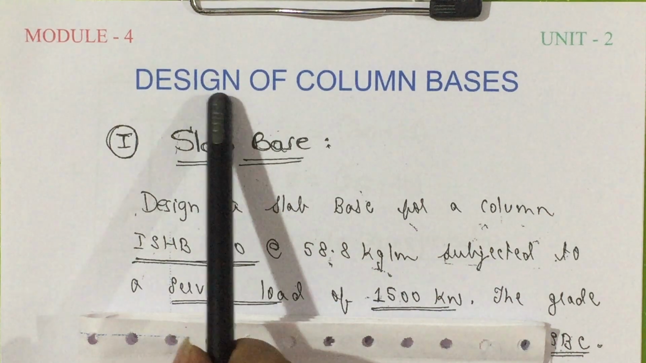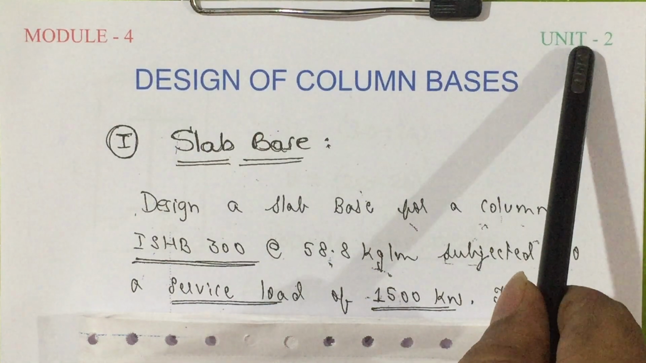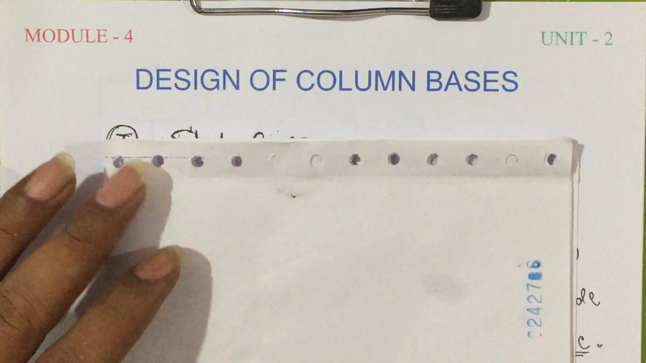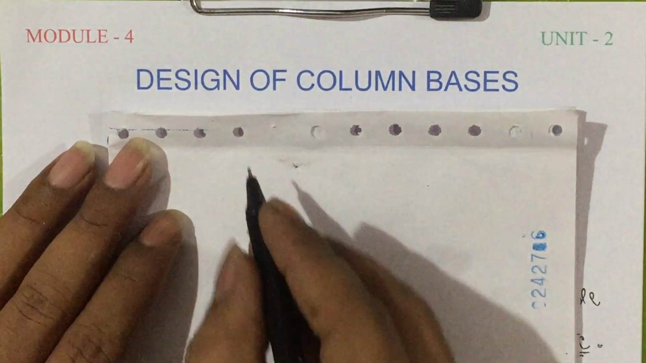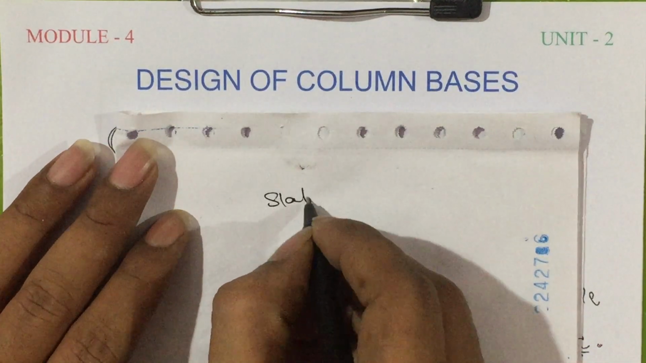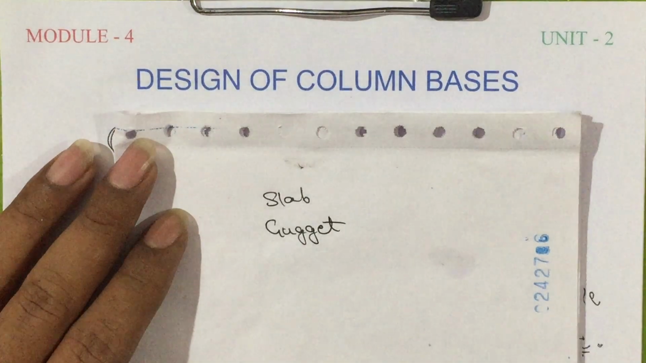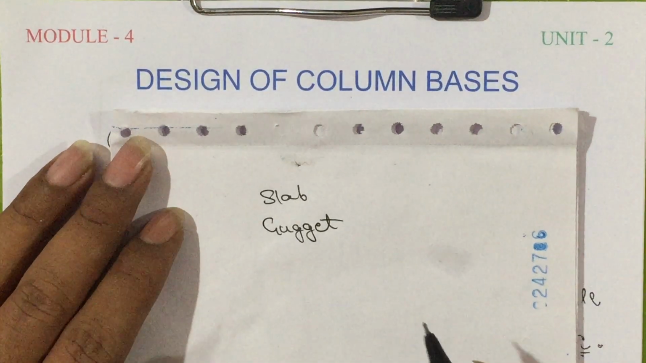In this section, we are going to deal with the design of column bases, that is unit 2 in module 4. In column bases, we come across two types. One is slab base, another one is gusset base. Slab base and the gusset base.